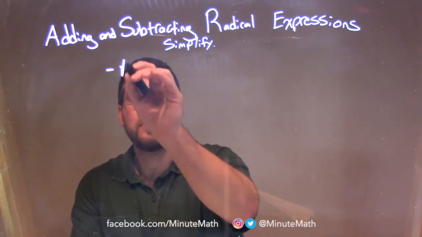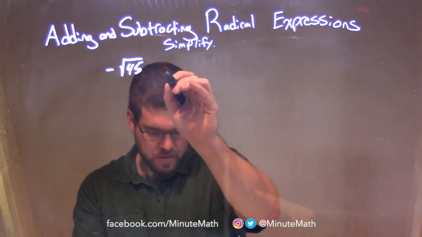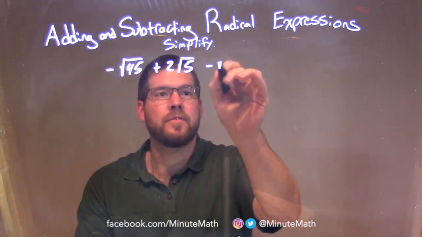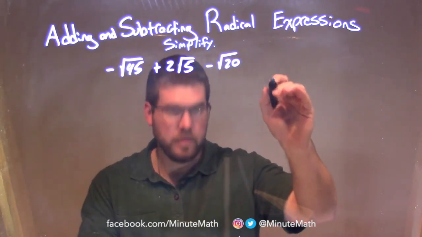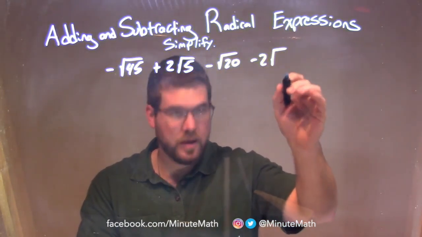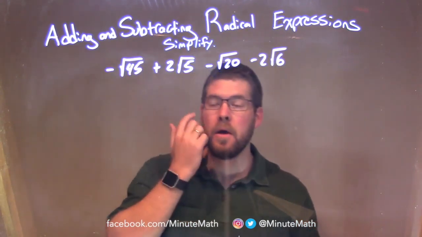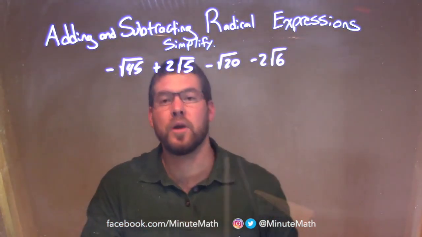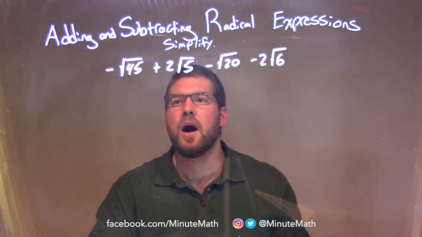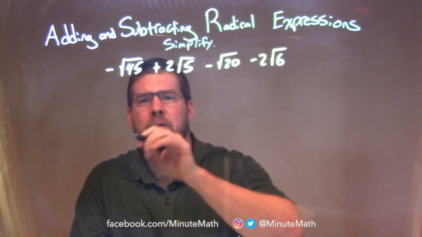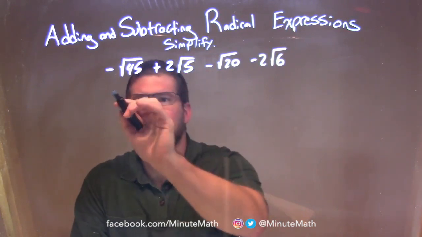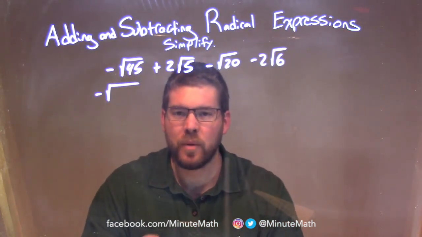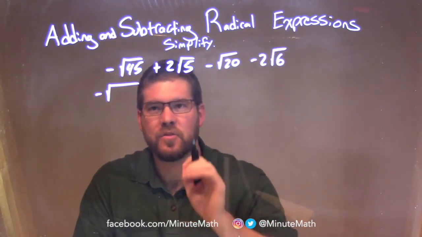Minus the square root of 45 plus 2 times the square root of 5 minus the square root of 20 minus 2 square root of 6. Okay? Well, what I want to do now is try to simplify each one of these square roots as much as possible. And so when I do that, I'm looking at, okay, what two numbers, for example this first one here, minus the square root of 45. 45 is 9 times 5. And the reason why I'm choosing 9 times 5 is I know I can take the square root of 9.